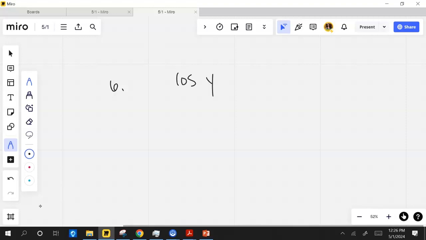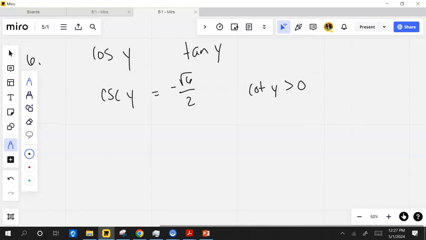All right, find cosine y and tangent y if cosecant y equals negative square root of 6 over 2, and cotangent y is greater than 0. So cotangent is positive is what that's saying.